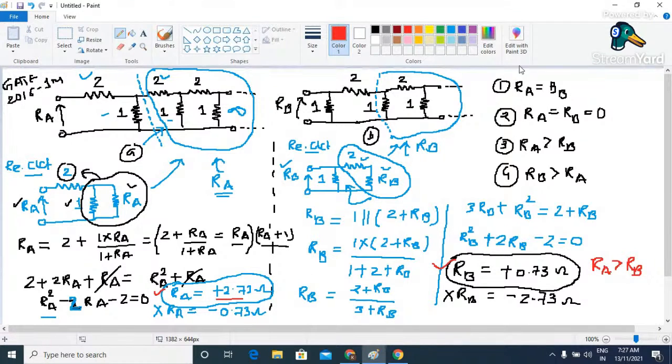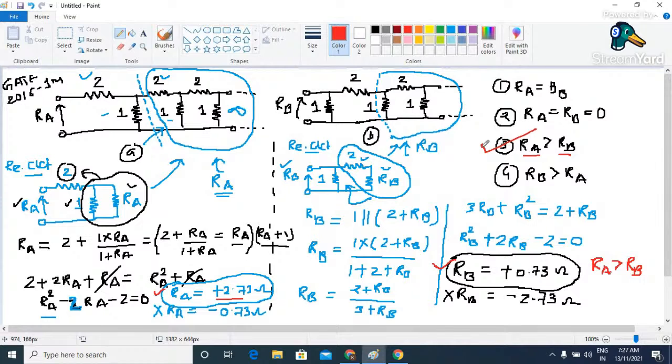So finally, which one is the most appropriate or correct answer for this question? Option 3, where RA is plus 2.73 and RB is plus 0.73. So the most appropriate answer for this particular question is RA is more than RB. In this way, we can solve this particular numerical which was asked in GATE 2016 for 1 mark, which is very, very important.